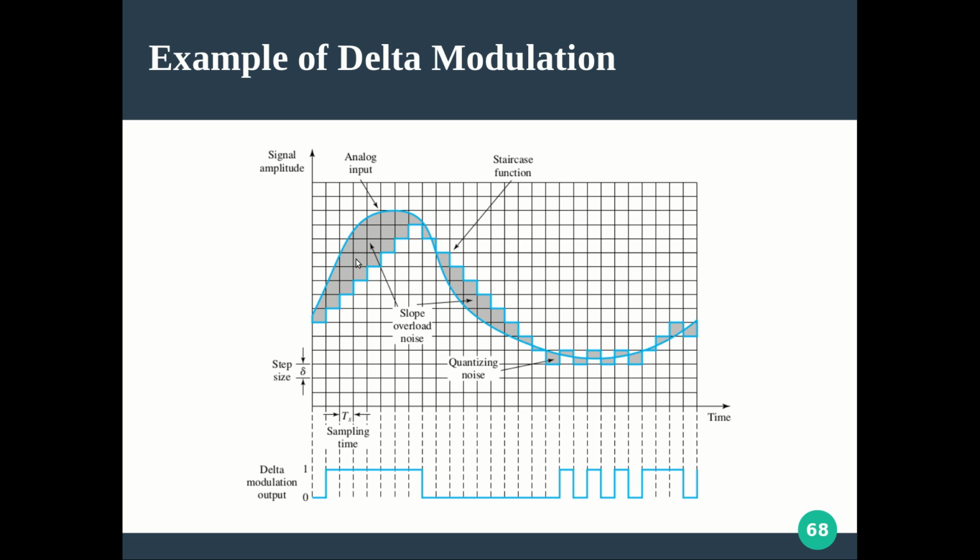So just like quantization error, here also we have errors or kind of noise. The noise generated because of this distance, since it is not closely representing the original signal, is said to be slope overload noise. I will explain what this is. Similarly, another kind of noise here is quantizing noise. So two types of errors we can encounter in delta modulation: slope overload noise and quantizing noise, and we will see what they are.